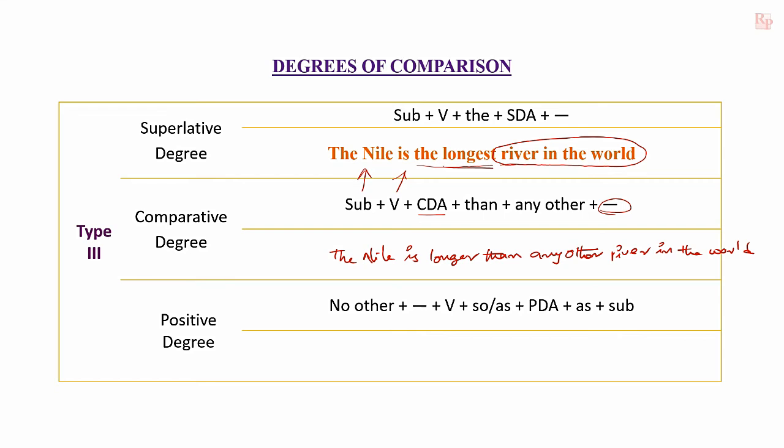And let us see how to change this sentence into positive degree. You should start the sentence with "no other", and then you should add the entire phrase which is mentioned in the superlative degree in this place. No other river in the world. You should write verb "is", and here "so" and the positive form of the adjective; for "longest" it is "long". Yes, the subject is the Nile.